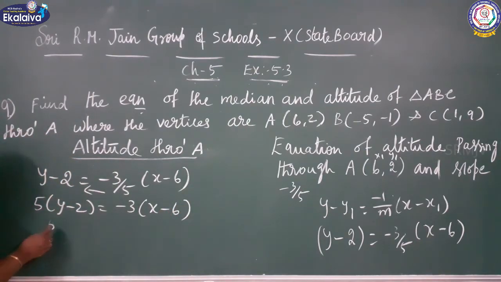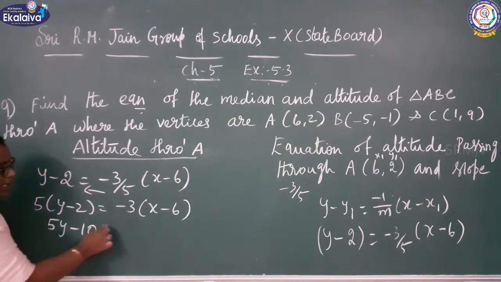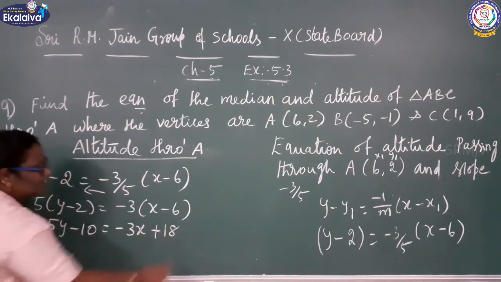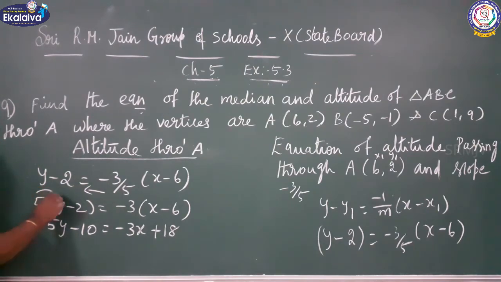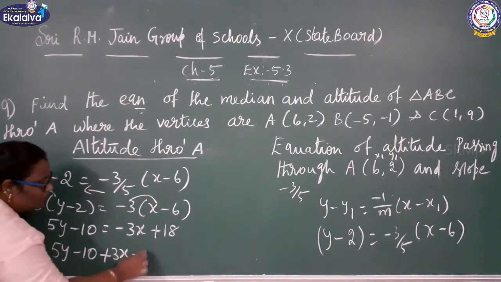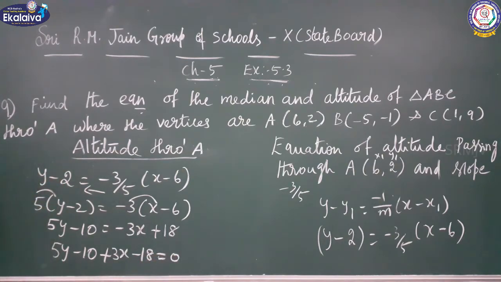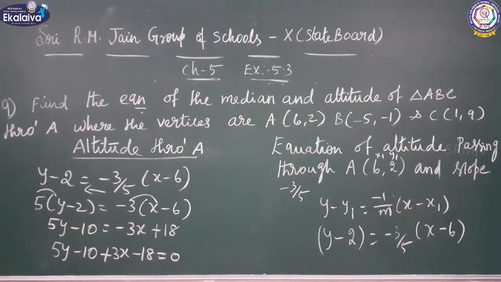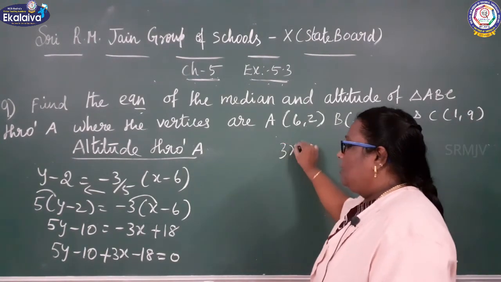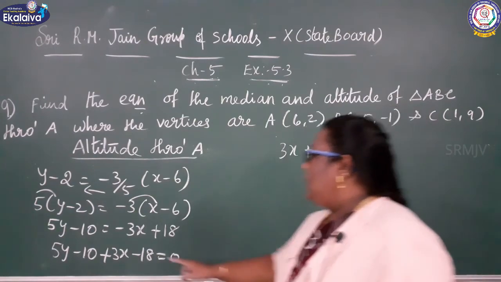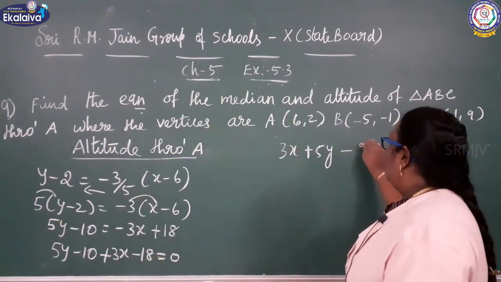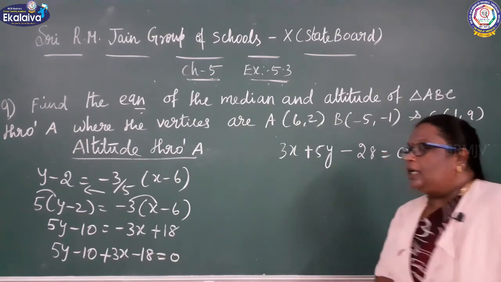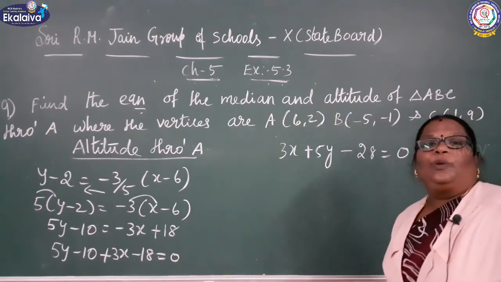So 5y minus 10 equal to minus 3x plus 18. You can bring 5 inside. Minus 3x plus 18. So x is negative, so you can bring it into the left hand side. 5y minus 10 plus 3x minus 18 equal to 0. So 3x plus 5y minus 28 equal to 0.